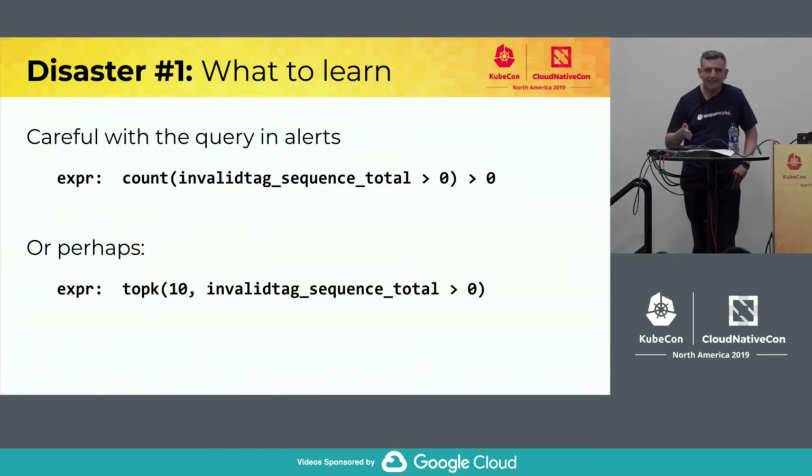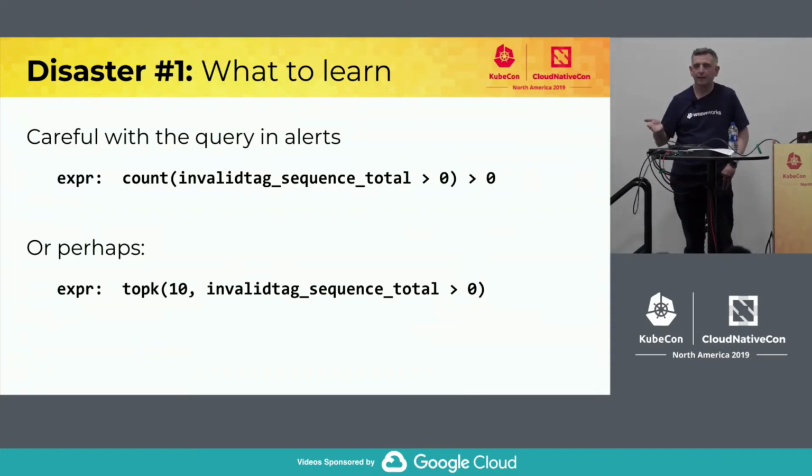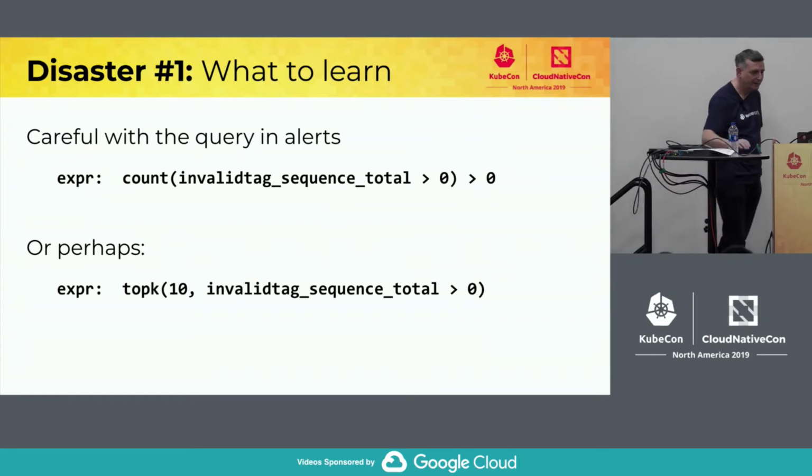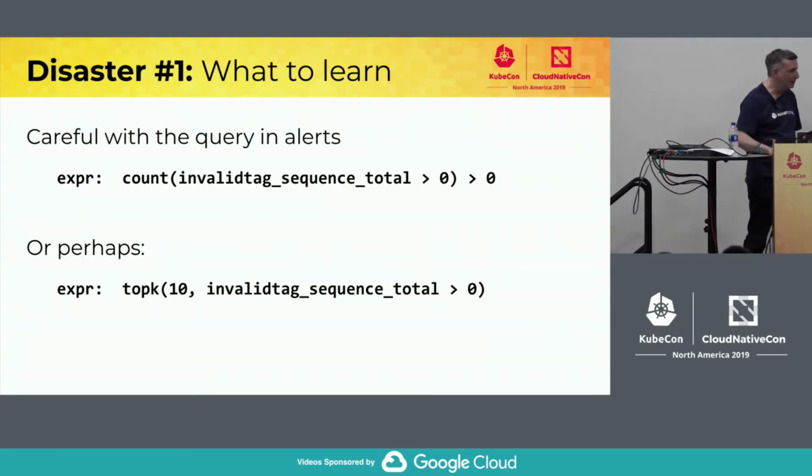If you want some detail in your alerts, you might want to consider a call like topk, which would give you the top, in this case, the top 10. So you could generate 10 alerts if some of the detail is useful. Top 1,000 if 1,000 of them are useful, but please don't do 300,000. So that's a real one. Let's move on.